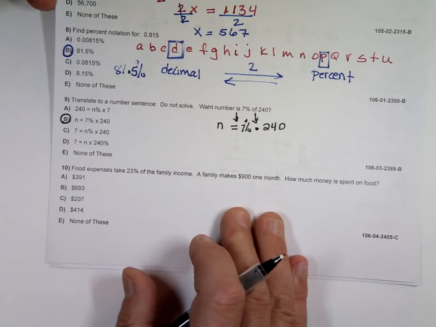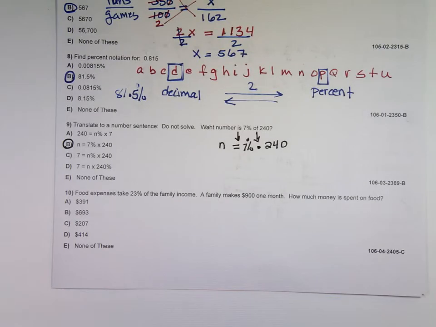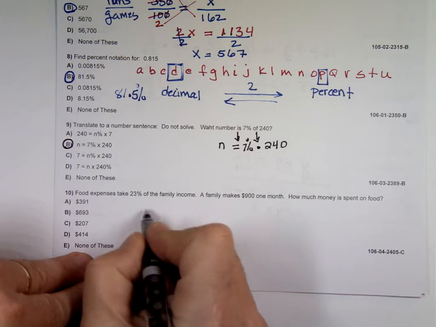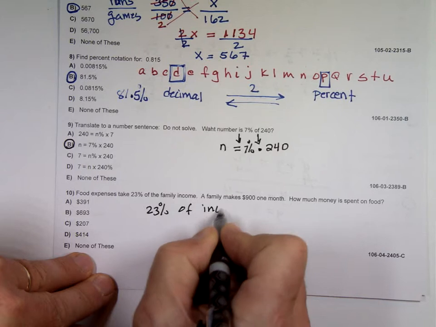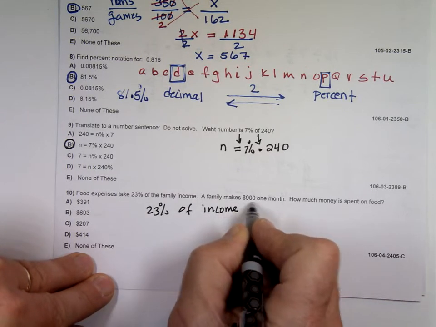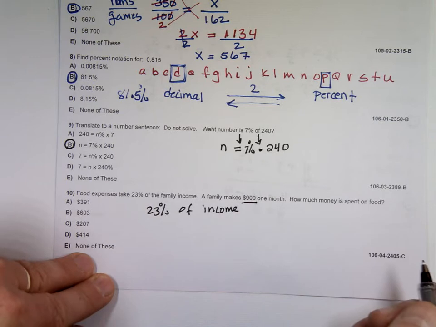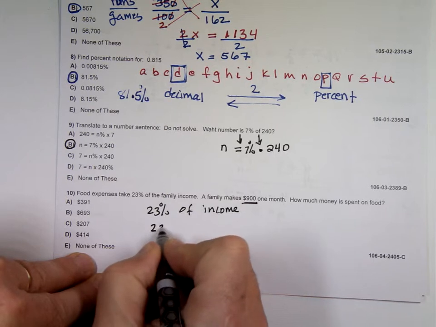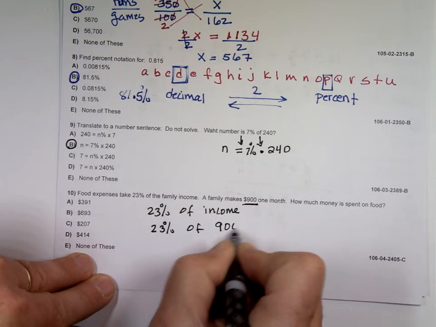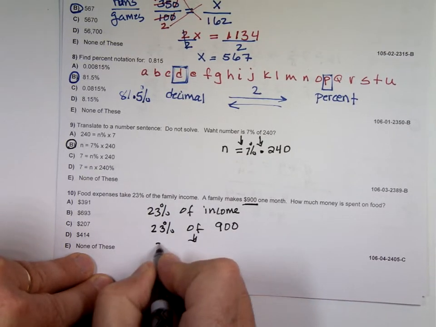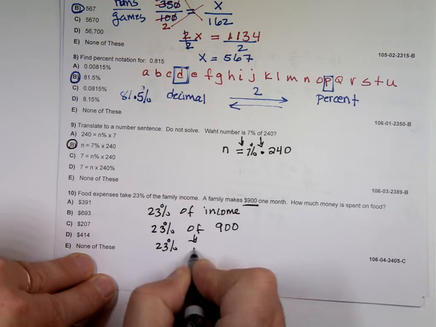Number 10. Food expenses take 23% of family income. 23% of the income. A family makes $900 per month. What does that number represent? Isn't that their income? So food is going to be 23% of the 900. Of in math means what? Multiplying. So 23% times 900.